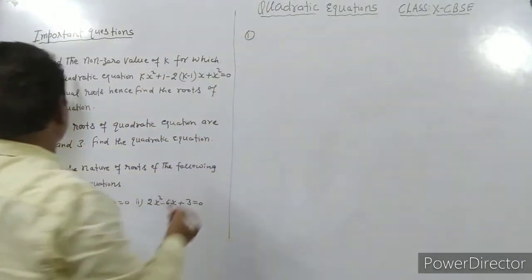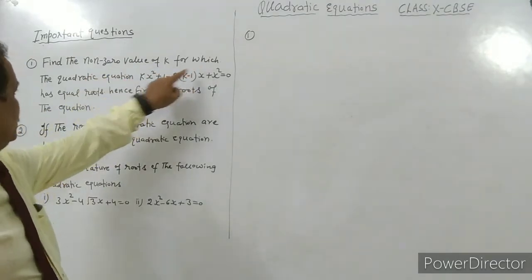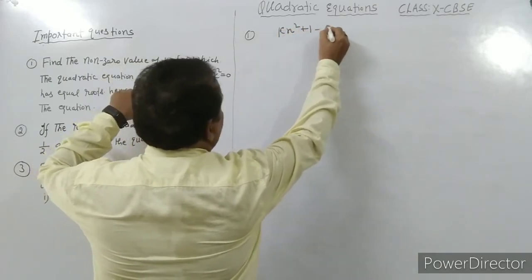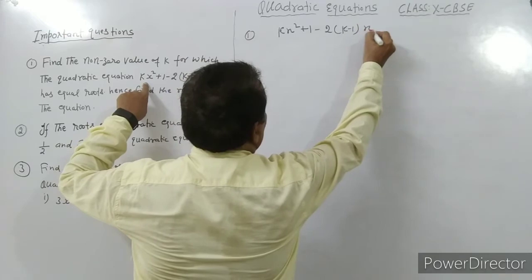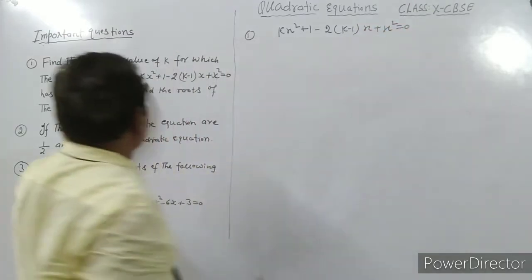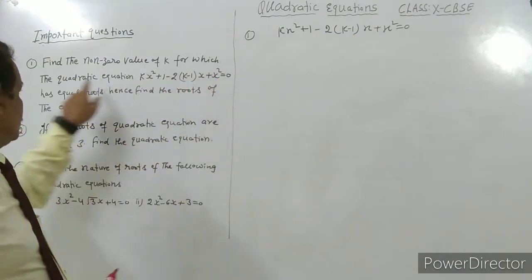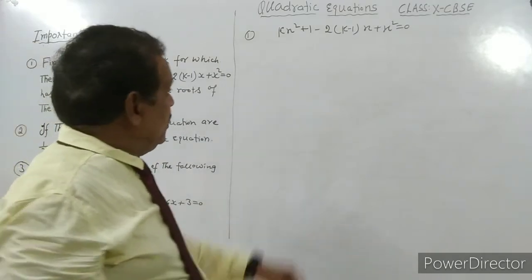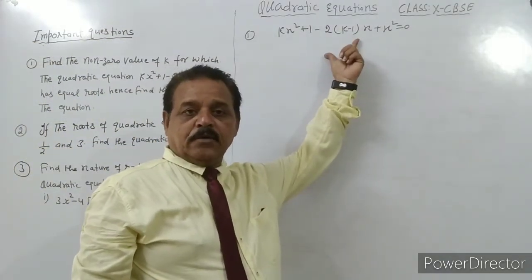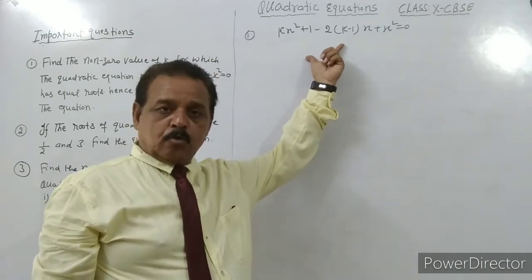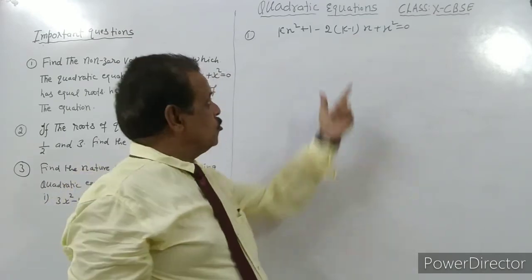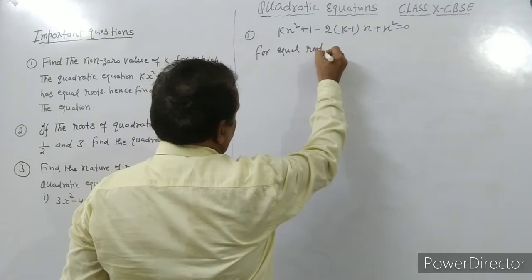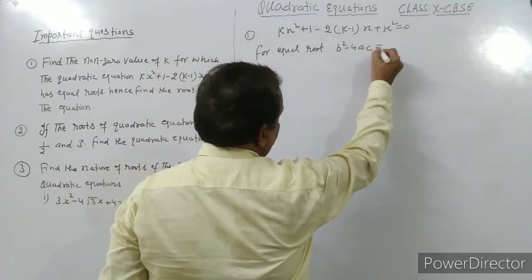Find the non-zero value of k for which the quadratic equation kx square plus 1 minus 2k minus 1 into x plus x square is equal to 0 has equal roots. Hence find the roots of the equation. So this equation has equal roots and we have to find the value of k. We know that for equal roots the discriminant is equal to 0, so for equal roots b square minus 4ac is equal to 0.